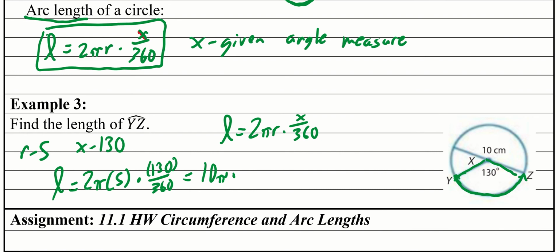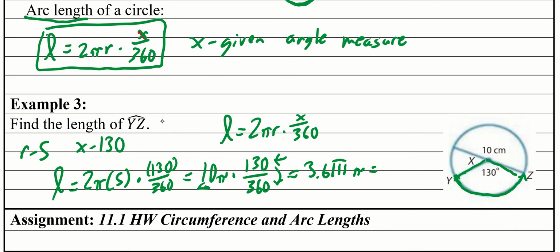Another way you can do this, if you get to this step where you have 10 pi times 130 over 360, is in my calculator I would start with 10, multiply by 130, and that would give you 1300. Then divide by the number on the bottom, so divide by 360. That gives you about 3.61 repeating, a similar number to what we saw before, and then times pi. So then I would multiply that number by pi.